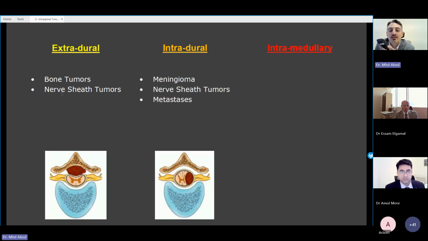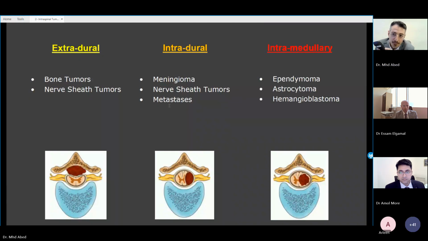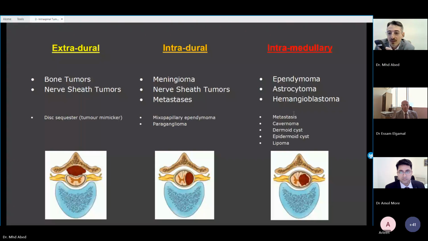In the intradural space, remember, it is in the CSF itself. It has nothing to do with the spinal cord. It might compress the spinal cord, but it's not originating within the spinal cord. There are three most common tumors: meningioma, nerve sheath tumor, and metastasis. About the intramedullary, there are also the most common tumors: ependymoma, astrocytoma, and hemangioblastoma. There are, of course, a lot of rare tumors in each compartment. We're not going to speak about them, just some images. We're going to concentrate on this upper row of tumors.